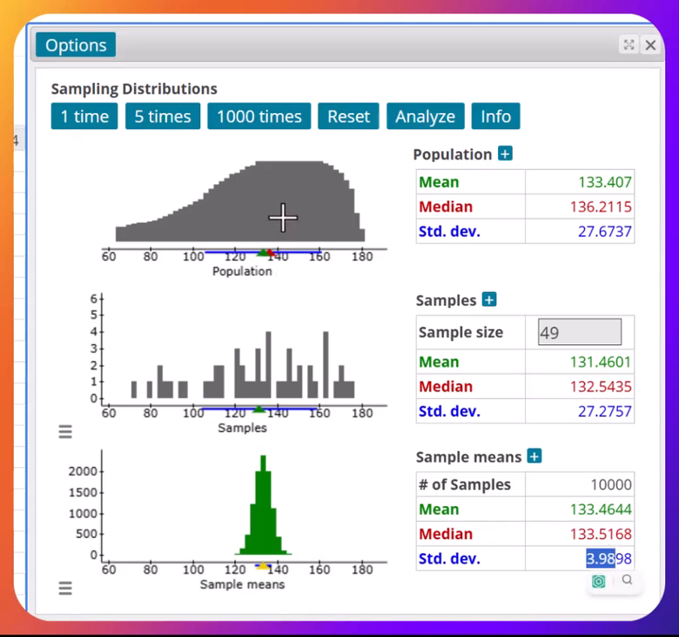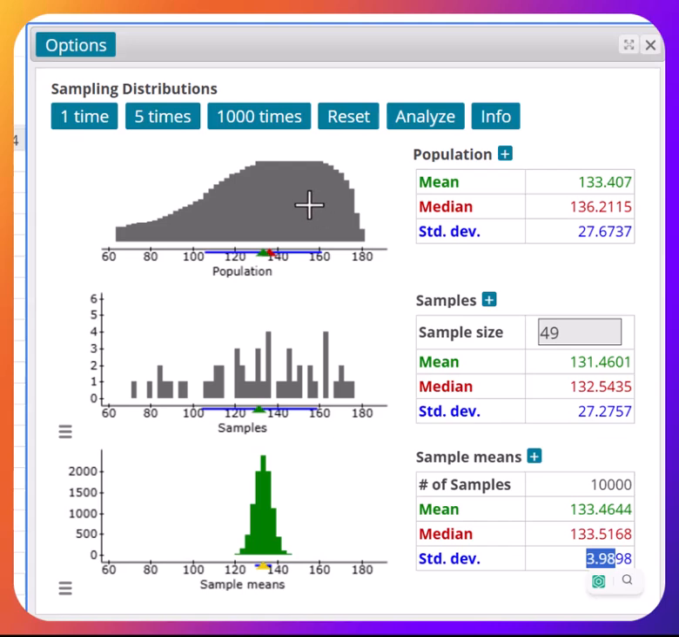But the interesting part is when you work just with sample means, you will have a population of sample means that is normally distributed, that is bell-shaped, with a smaller standard deviation than the original population. So this is the central limit theorem.